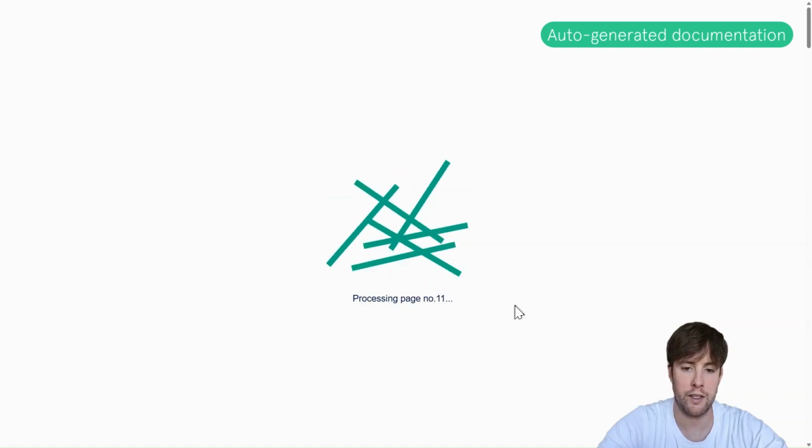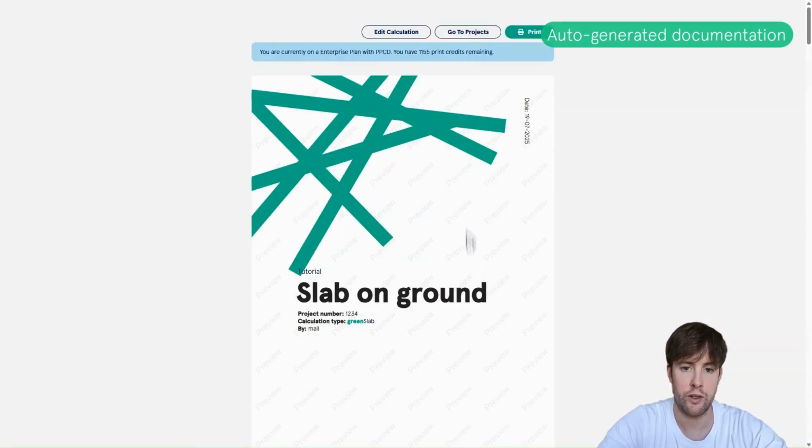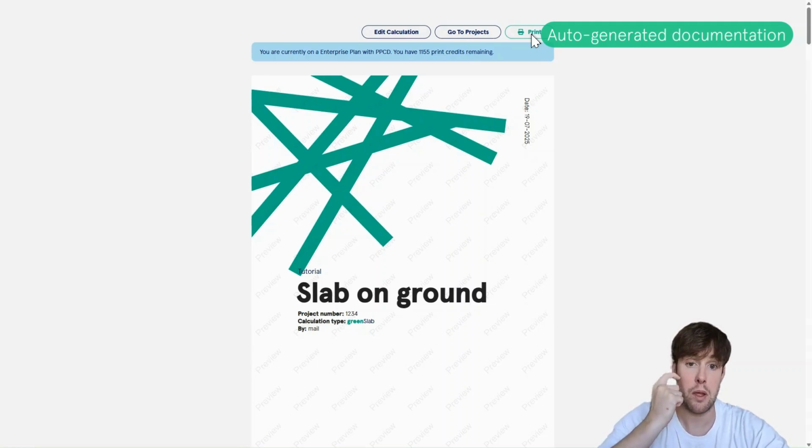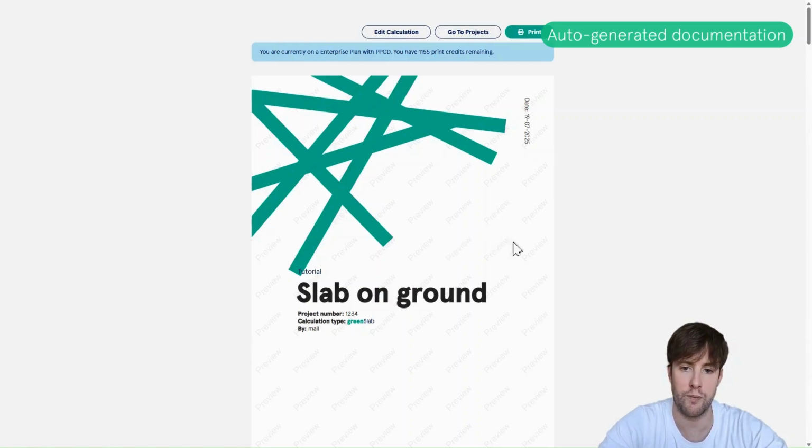the program will automatically generate a documentation. First, you will be redirected to this preview where you can quickly review your documentation and your calculation to see that everything looks right before you ultimately press print and print it to either hard copy or to PDF and save it somewhere in a folder. It's only when you press print here that you will actually use a print credit. So to get to this preview is completely free.